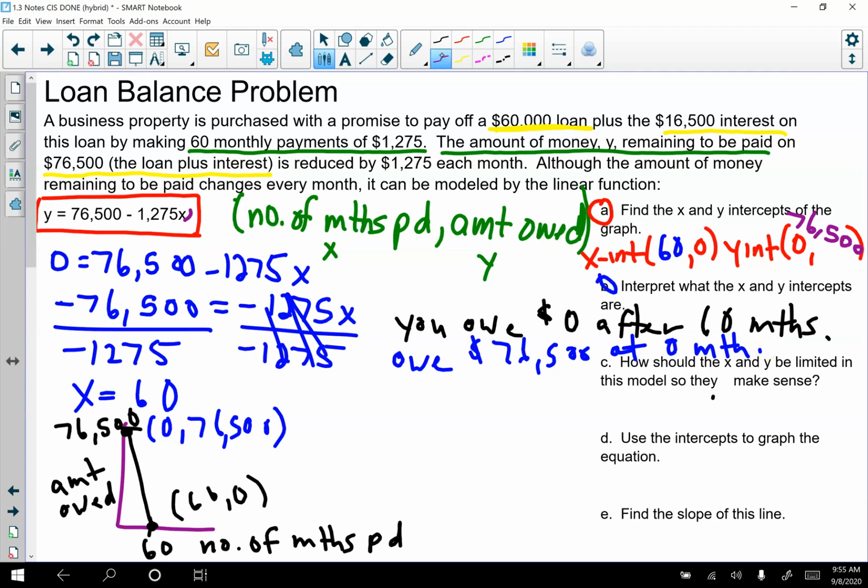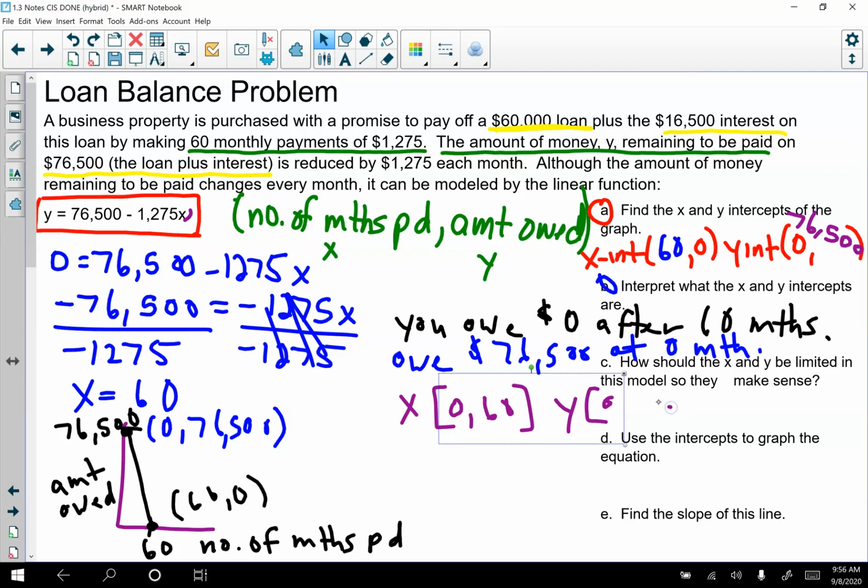C, moving right along. How should the x and y be limited in the model so they make sense? So I would say the limits for the x, these are boundaries, so this would be like the window part of your calculator. The x would go from 0 to 60. It wouldn't make sense that it would go over 60 because then you owe nothing at that point. So it would go from 0 to 60. And the y would go from 0 to 76,500.